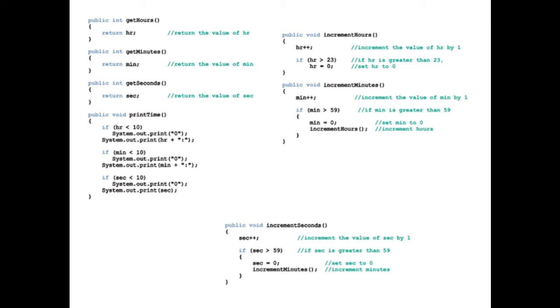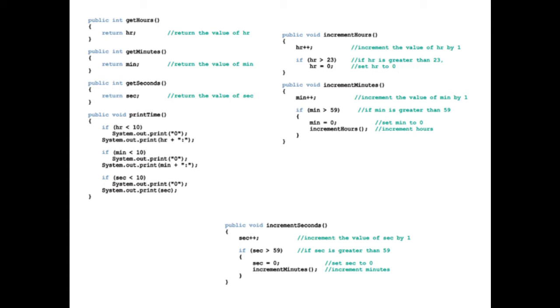Public void incrementMinutes. min++. It will increment the value of min by 1. If min is greater than 59, min equals 0, and incrementHours. For example, if min is 60, then that is equivalent to 0 min, but we add 1 to hr by calling incrementHours.